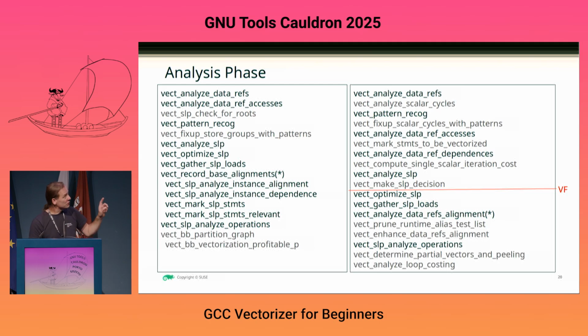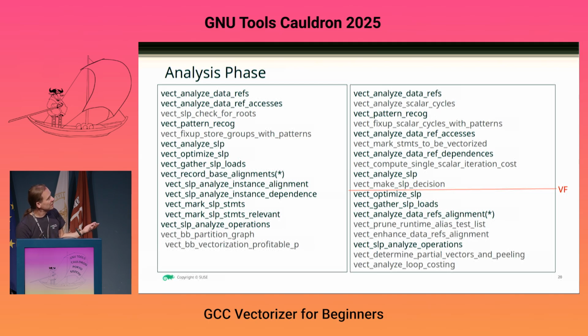So what I try to do here, before you get scared, is on the left side you see the basic block vectorization flow, and on the right side you see the loop vectorization flow. You will notice that there's a lot of overlap. For example, both analysis phases start with analyzing all the data references in the code region.